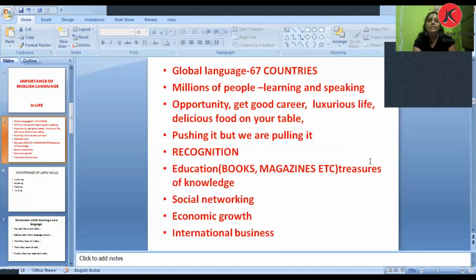In many countries, they write their books and magazines and articles in their mother tongue, but you can have that book in a translated version in English so that you can learn that knowledge and that education also.